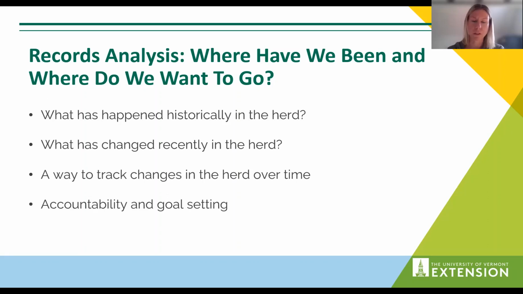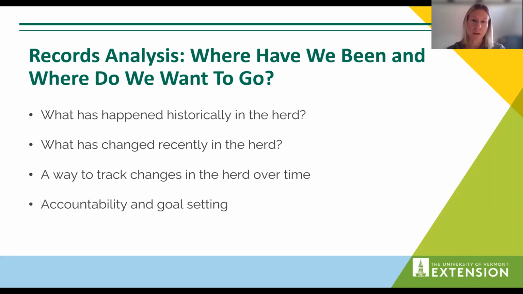You can also look at what's changed recently in the herd. Have you made a management change? Is it improving things? Is it making things a little bit more difficult to track? What has production done? There's all sorts of different metrics that you're able to look at to figure out what the overall trends in the herd have been.